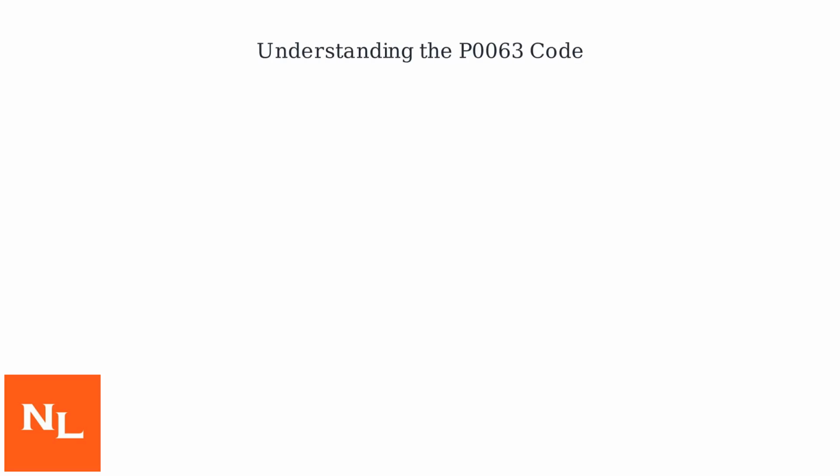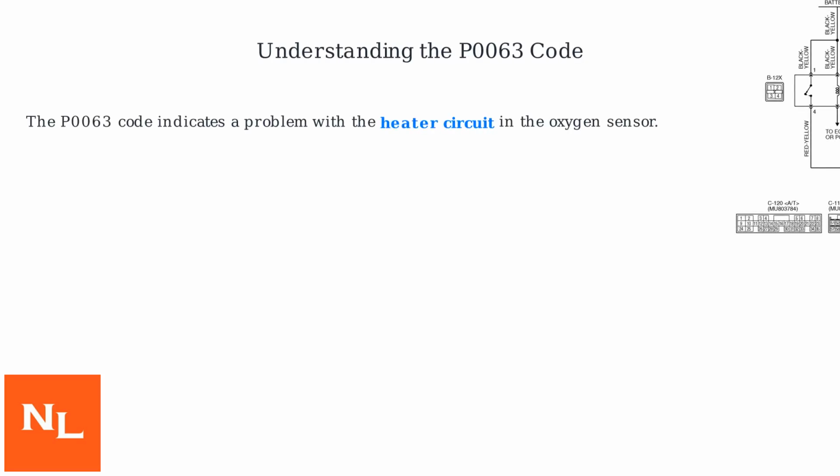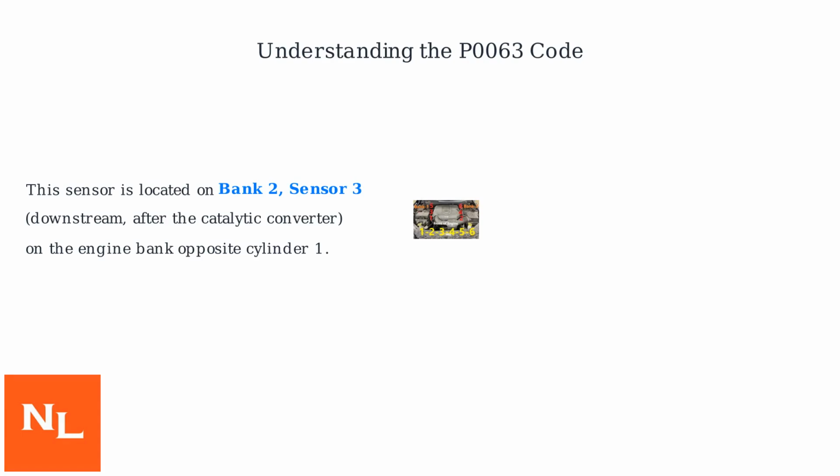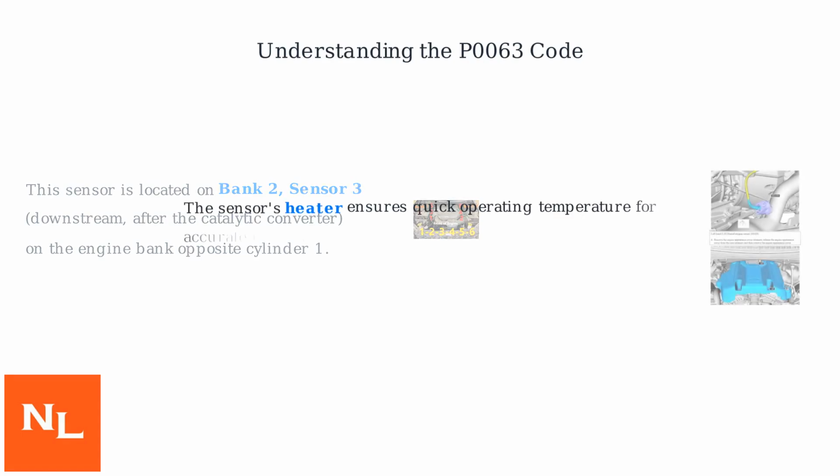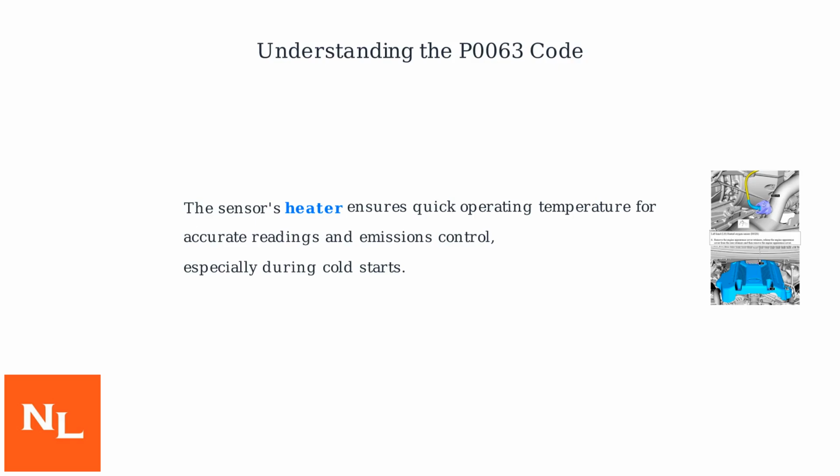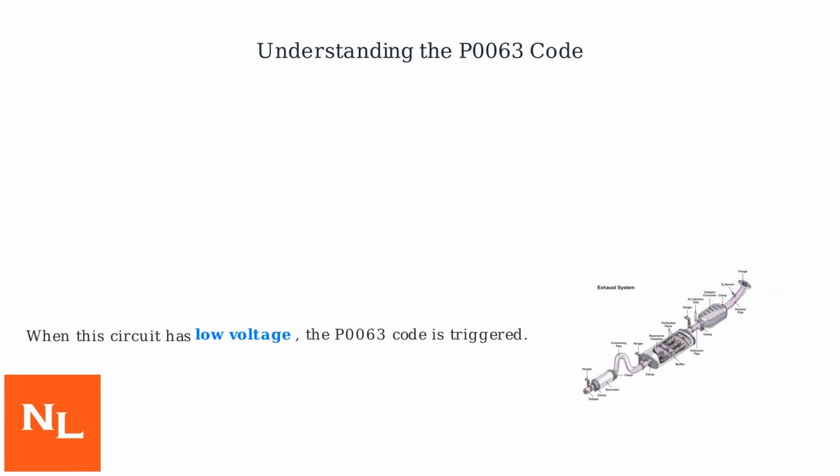The P0063 code indicates a problem with the heater circuit in the oxygen sensor. This sensor is located on bank 2, sensor 3, downstream after the catalytic converter on the engine bank opposite cylinder 1. The sensor's heater ensures quick operating temperature for accurate readings and emissions control, especially during cold starts. When this circuit has low voltage, the P0063 code is triggered.